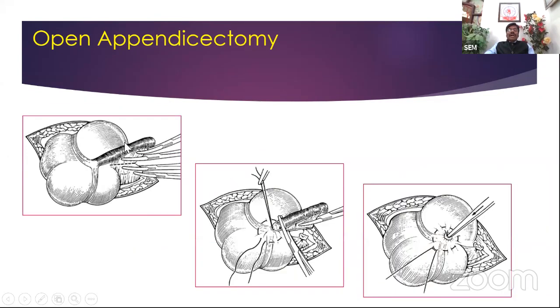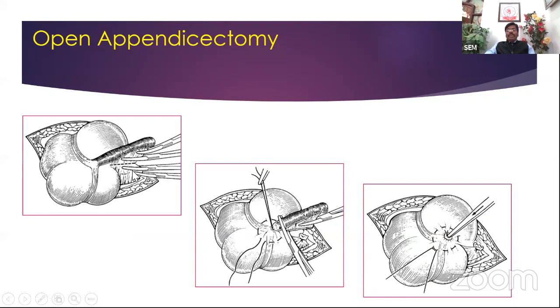The appendix is identified by the convergence of the 3 taenia coli. Okay, these are all the taenia coli, 3, they converge here. And there you just see the appendix. And this is the mesoappendix, which has the blood supply.